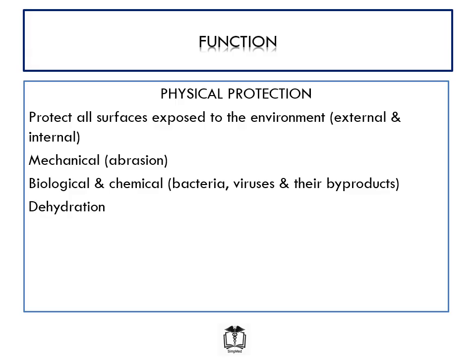Starting with physical protection. As said before, epithelial tissues line surfaces. They line the surface of exposed structures that are in contact with the environment, either externally or internally. Some structures I mentioned before, like the skin, for example, is exposed externally, and as a result, it needs to be protected, and that protection comes by way of the epithelial tissue that lines it.